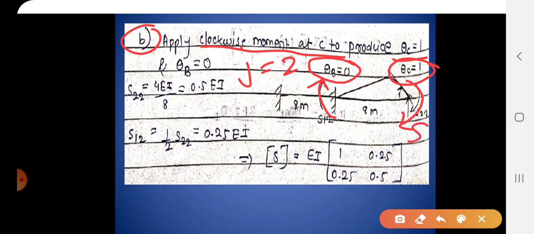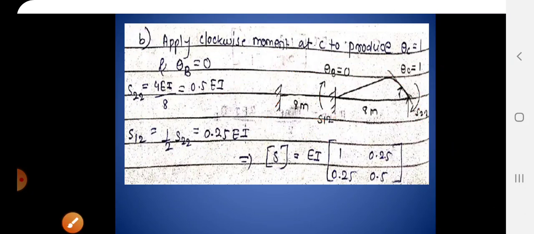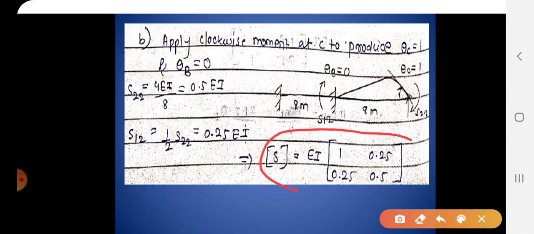Therefore the moment at C will be S22 and the moment at B will be S12. Okay, so first you will get the value of S22, which is 4EI by L, 0.5 EI, and S12 will be half of S22, which is 0.25 EI. Now we have derived the stiffness matrix, with EI taken outside the matrix.